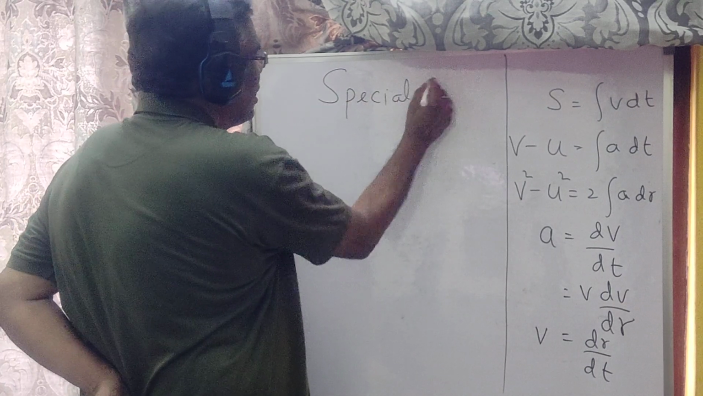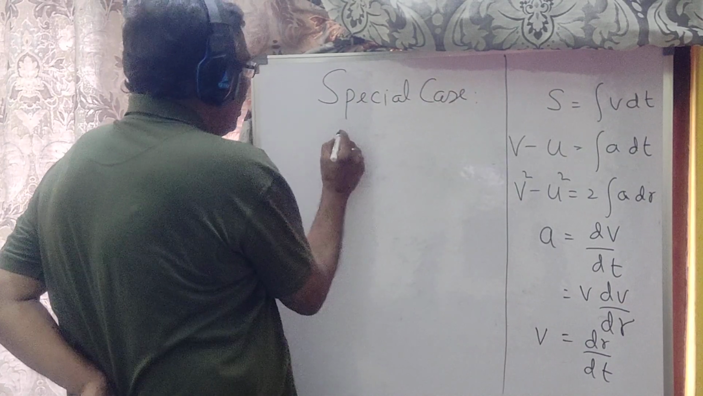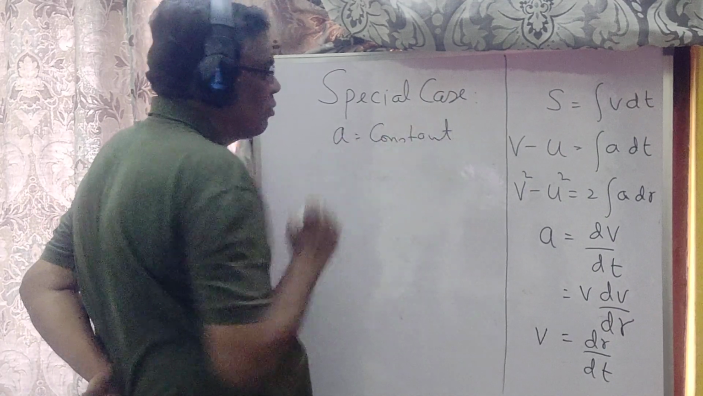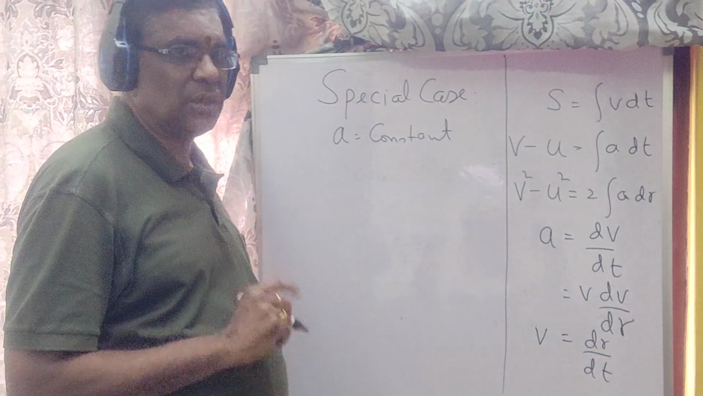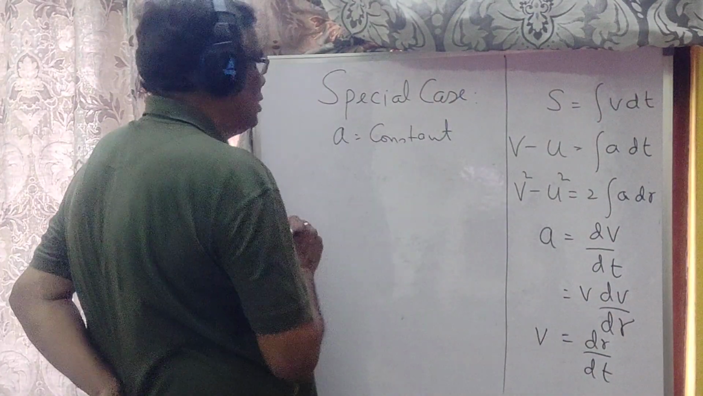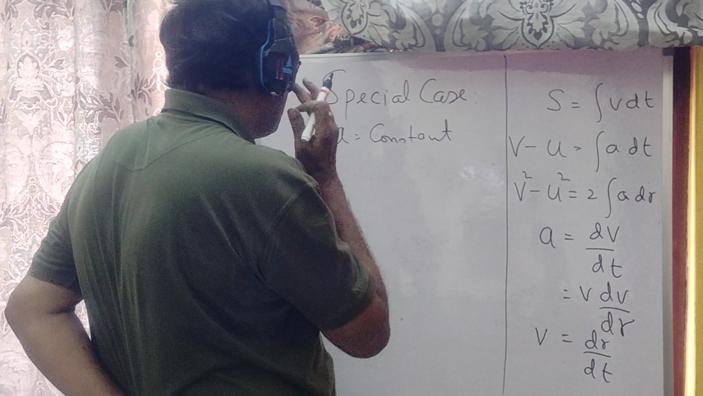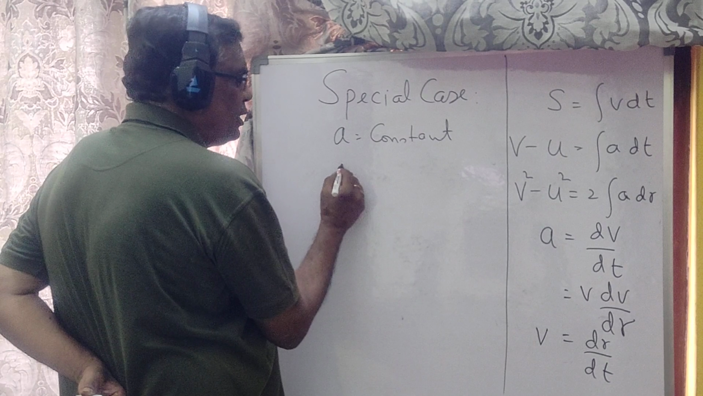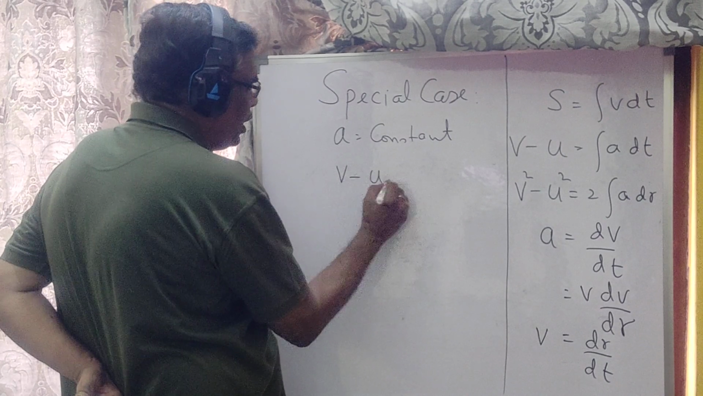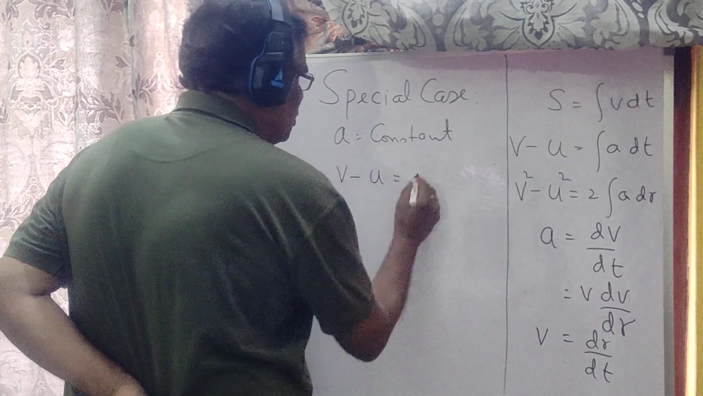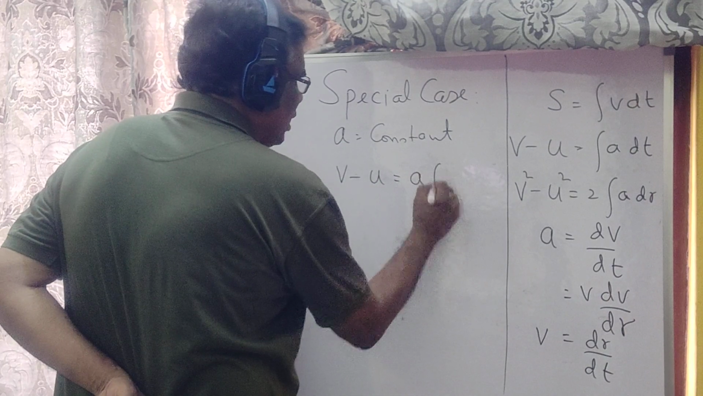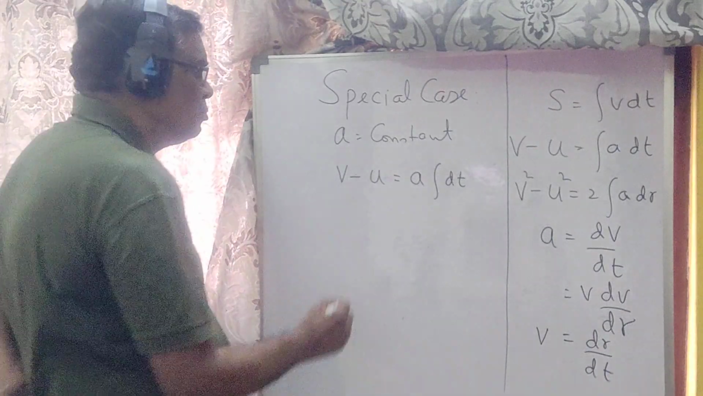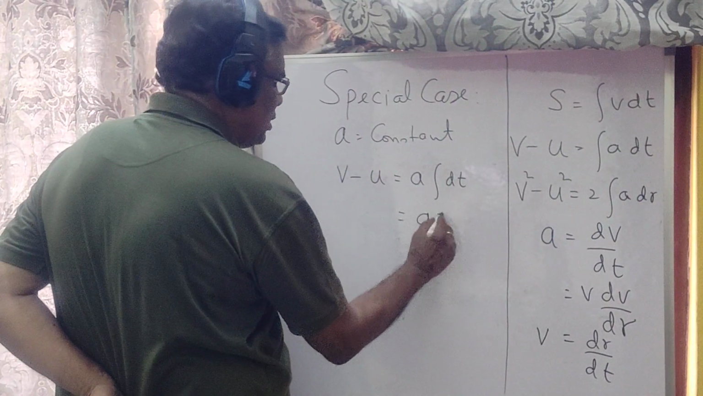Now, I can discuss a special case here. What is the special case? I am taking a to be a constant value. Since this is a 1D motion, remember, constant acceleration. So obviously, if I write v minus u is equal to integral a dt, I can write it as constant, meaning you can take it outside the integral, and from 0 to t it becomes at.